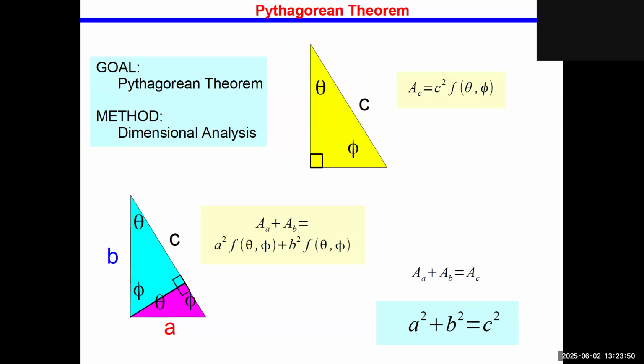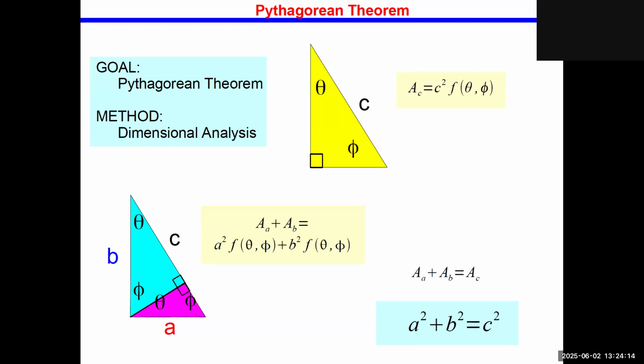Let's do one more example. This is the Pythagorean theorem. We're not going to do this the way you probably did back in high school geometry. We're going to try something else. So I've got a yellow triangle there. From the angle-side-angle theorem, that completely specifies my right triangle. And I want to write down a formula for the area. So the area of triangle C is going to be something in meters squared.